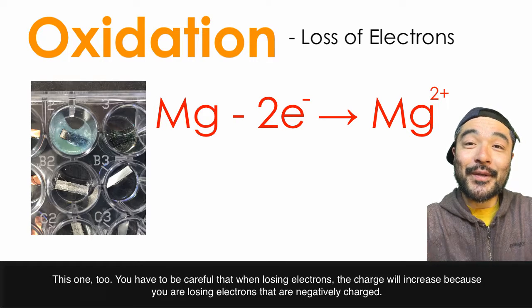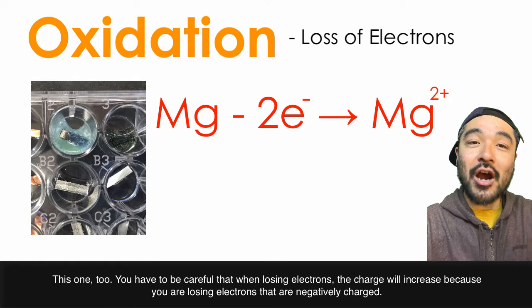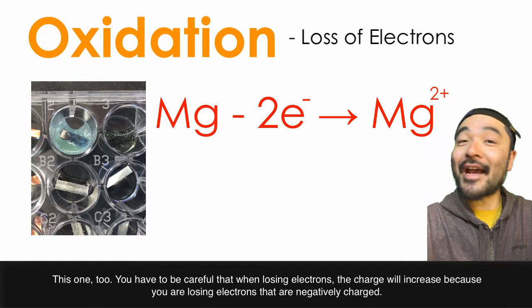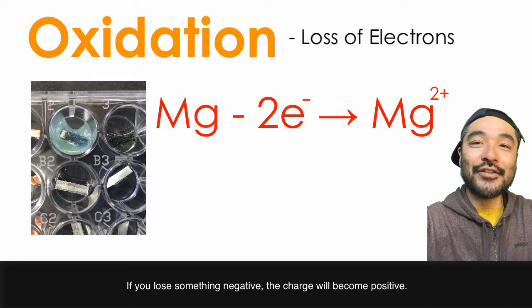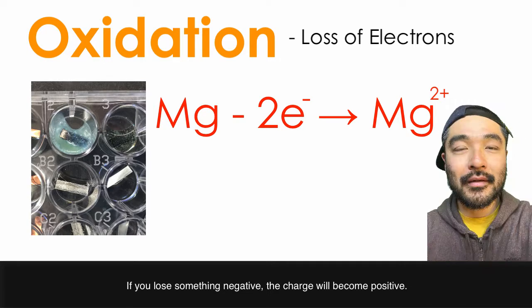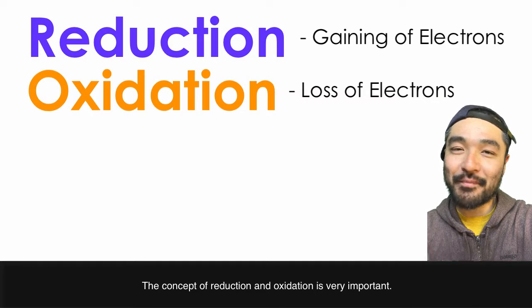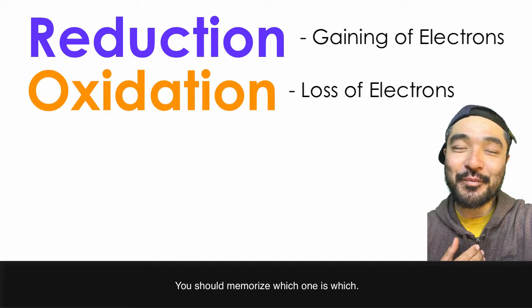This one too, you have to be careful that when losing electrons, the charge will increase because you're losing electrons that are negatively charged. If you lose something negative, the charge will become positive. The concept of reduction and oxidation is very important. You should memorize which one's which.